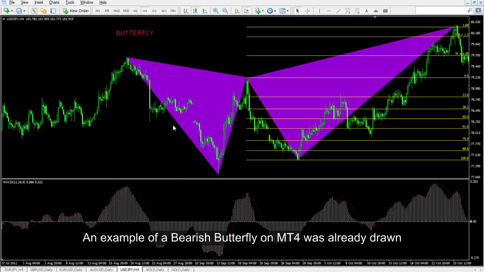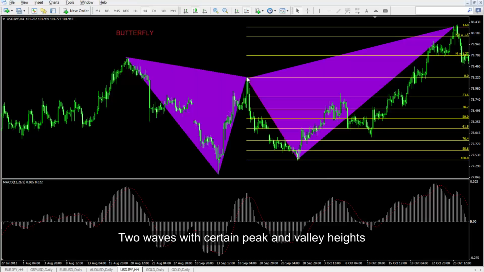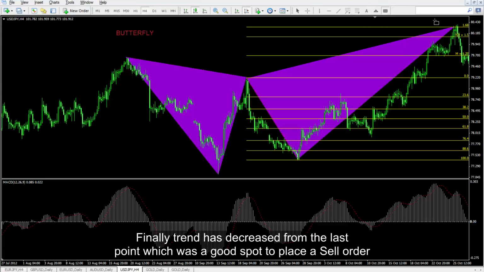An example of a bearish butterfly on MetaTrader 4 was already drawn. The relations between points and lines are specified. There are 2 waves with certain peak and valley heights. Finally, the trend has decreased from the last point, which was a good spot to place a sell order.